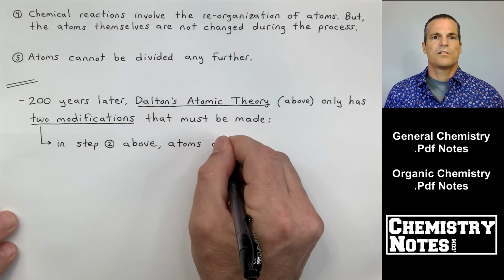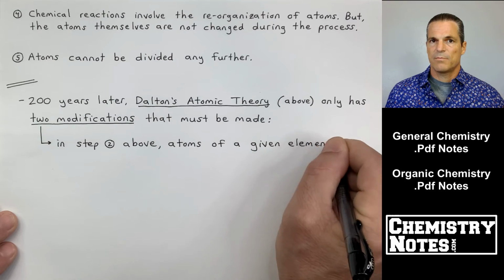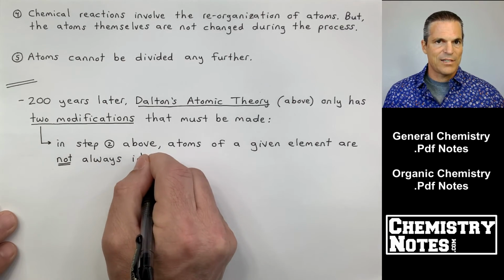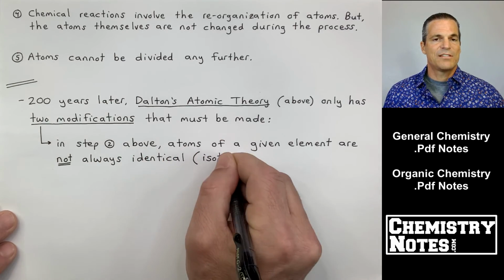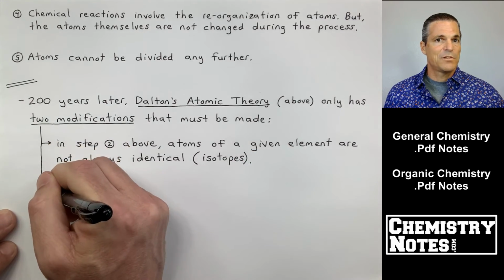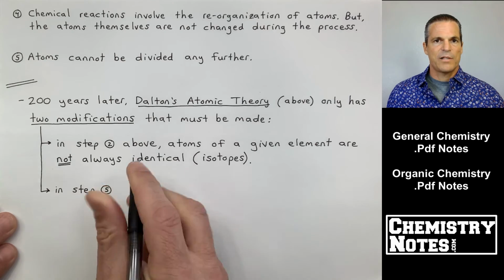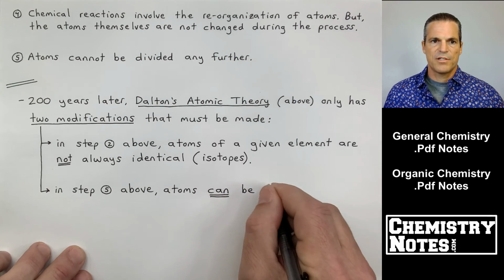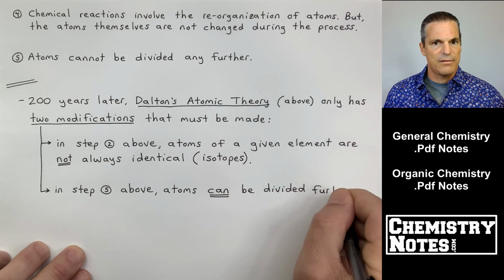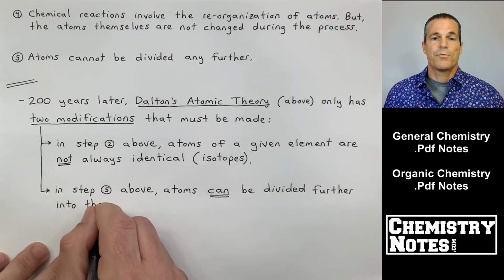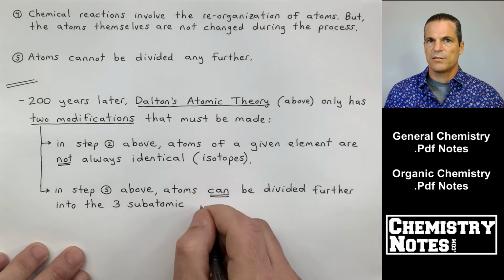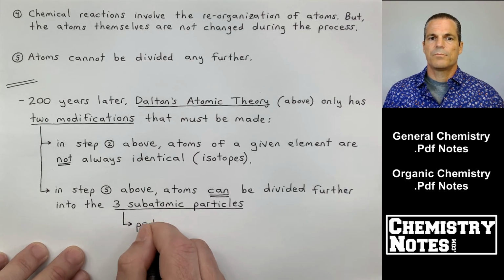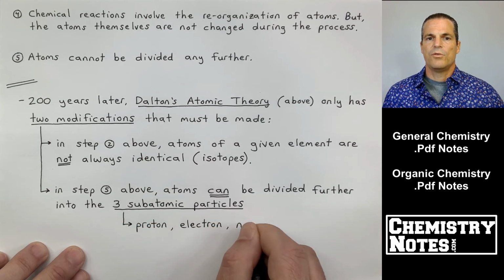200 years later, Dalton's atomic theory only has 2 modifications that must be made. In step 2 above, atoms of a given element are not always identical. We can have atoms of the same element, and some atoms have different numbers of neutrons. This is called isotopes. We'll talk about isotopes as we move further through the course. Now, in step 5, this is one I just mentioned. In step 5 above, atoms can be divided further into the 3 subatomic particles: protons, electrons, and neutrons. All right, so let's write that down so we have it in our notes. Proton, electron, and neutron.